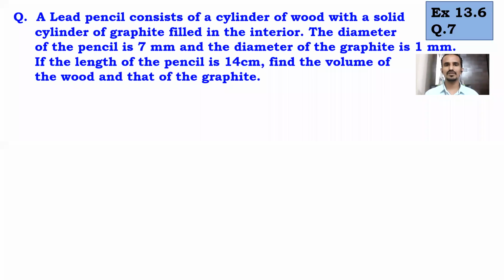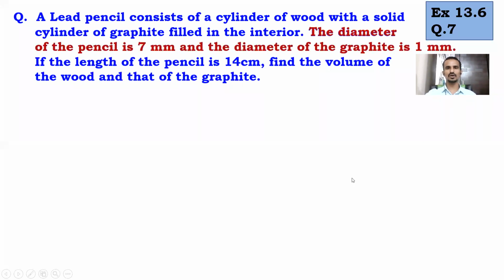So to find the volume of the wood, we have to subtract the volume of the outer wooden cylinder minus the inner cylinder. And graphite is not hollow, graphite is a solid cylinder. So graphite can be directly calculated with the formula pi r square. Graphite will come directly, but for wood we have to do that subtraction. All right, these are the two parts we have to find.